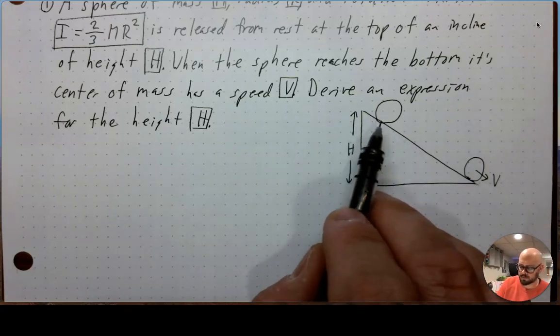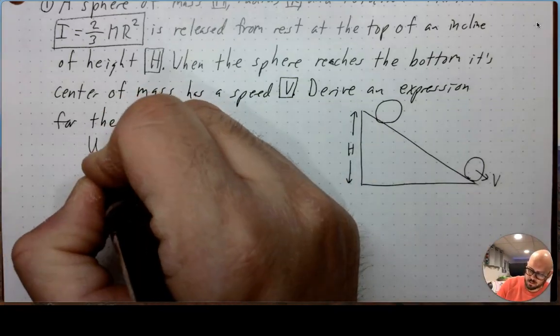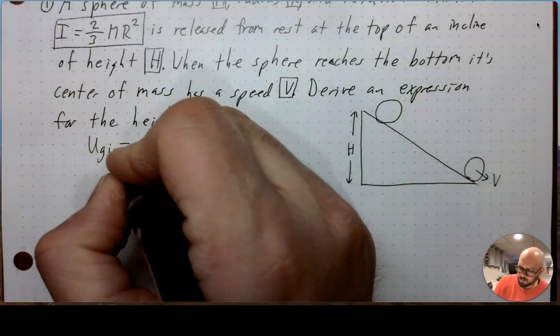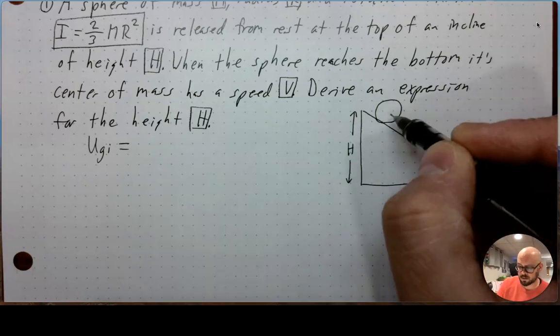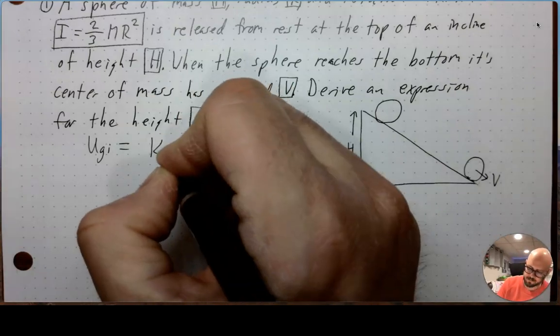At the top, the sphere has not started to move yet, and so there is only gravitational potential energy. By the time the sphere gets to the bottom of the ramp, it has lost all of that height, which means the gravitational potential energy has been all used up, and there's only kinetic energy left.